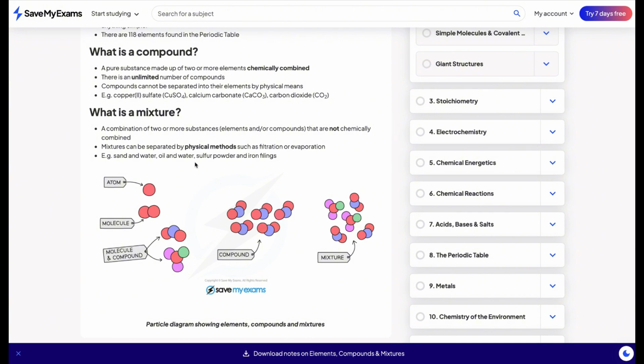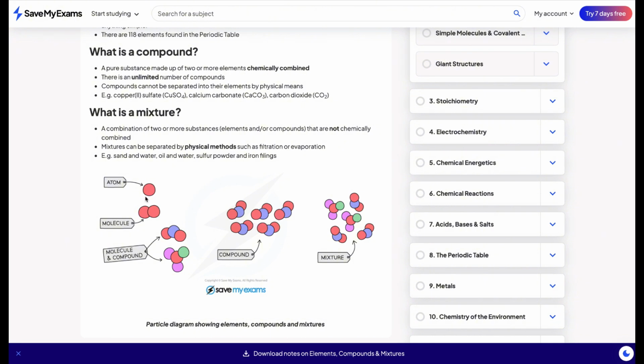Oil and water, you can separate them probably by distillation. Sulfur powder and iron, you can separate them. So all these are mixtures. Iron powder and sulfur powder cannot be chemically combined together, so if you want to separate them, you can also separate them by physical method.